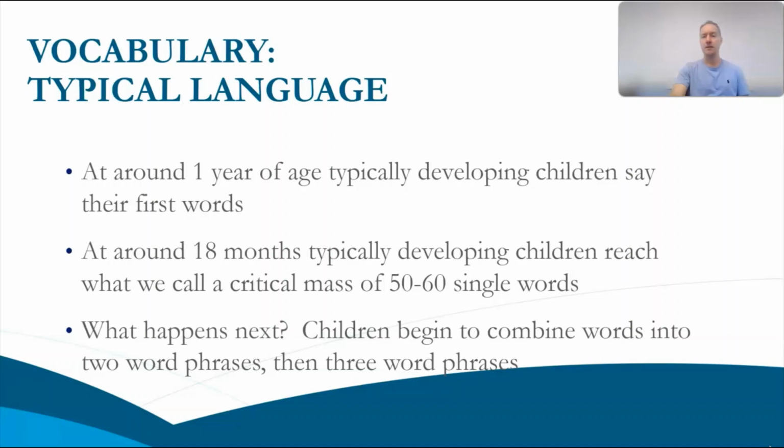Then by about 18 months, children acquire a critical mass of about 50 to 60 words. When this happens, children start putting two words together to say things like daddy bye-bye, more milk, or my car. After that, children start putting three words together. In typical development, children learn these words and how to assemble them together meaningfully because spoken language has been modeled for them since birth. This is why we need to think about the words on devices.